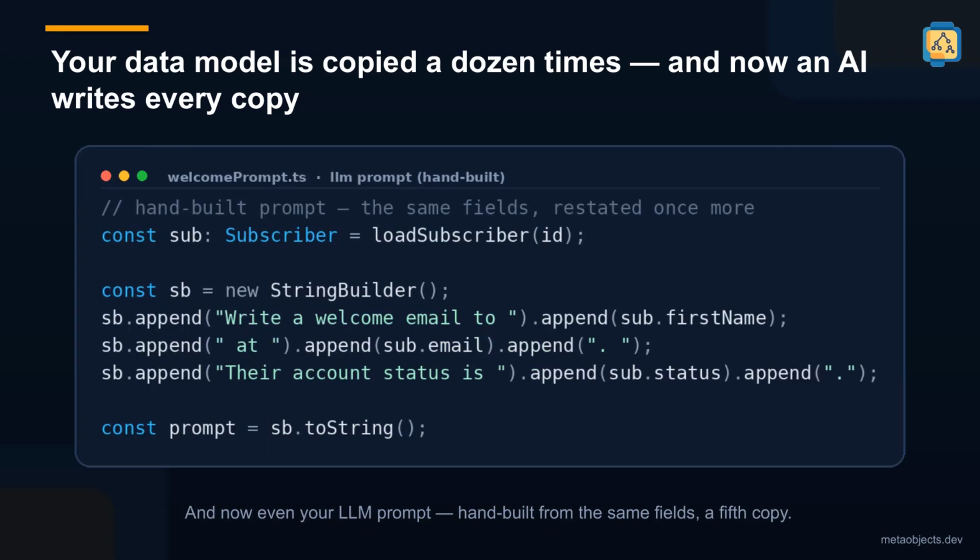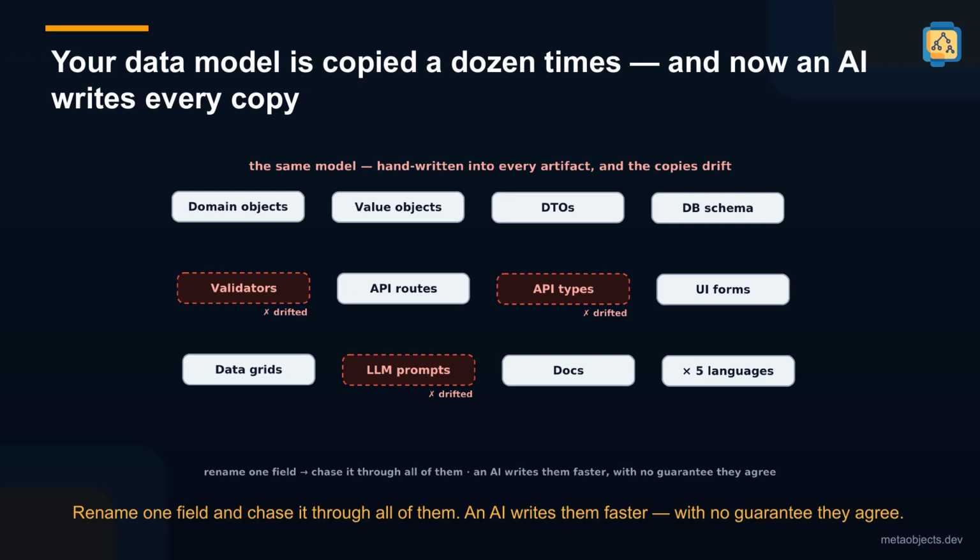And now it's even hand-built into your LLM prompt. And again, in every language you ship. Rename one field and you chase it through every copy. And now an AI writes all of them, faster than you ever could, and with no guarantee they agree.